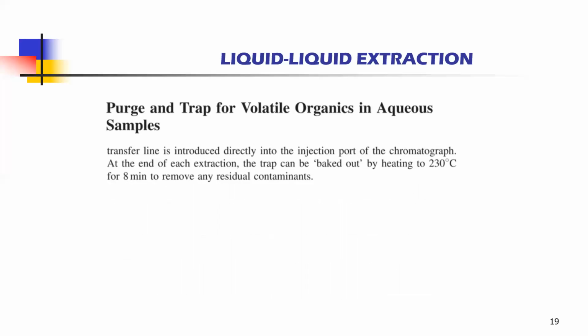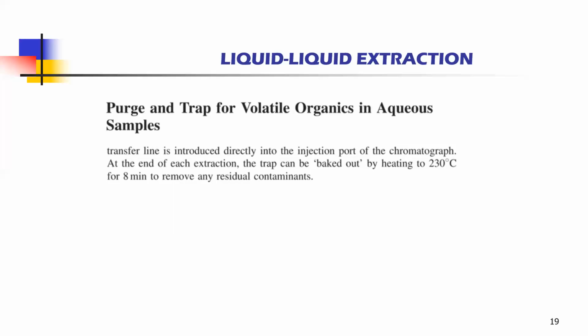At the end of each extraction, the trap can be baked out by heating to 230 degrees centigrade for 8 minutes to remove any residual contaminants. So the trap should be clean at the end. After extraction, we need to make the trap ready for the next extraction. For that, we bake it at around 230 degrees centigrade for 8 minutes, so that whatever residual contaminants are left in the trap are removed and the trap is ready for the next extraction. So that is about purge and trap for volatile organics in aqueous samples.